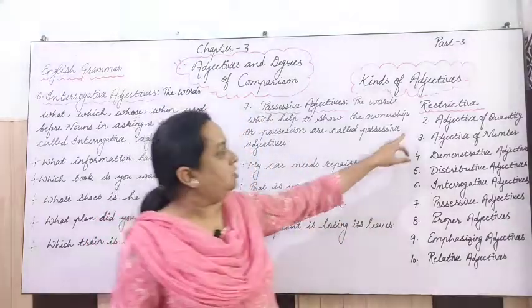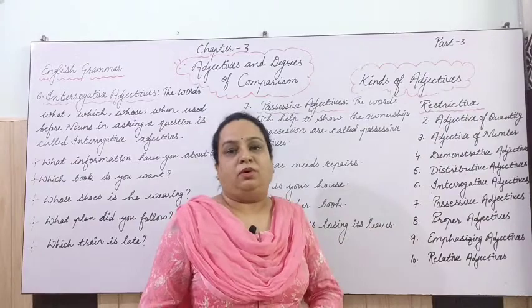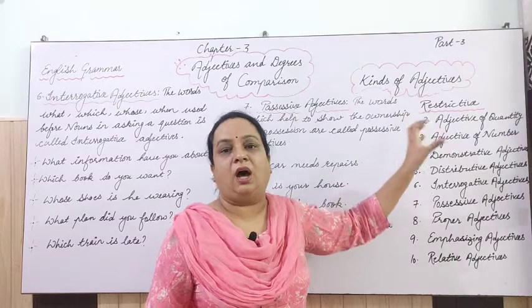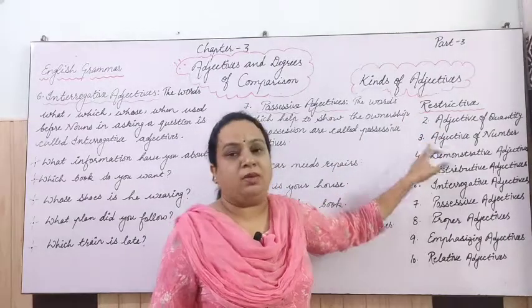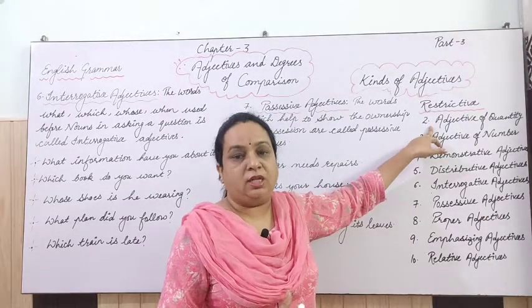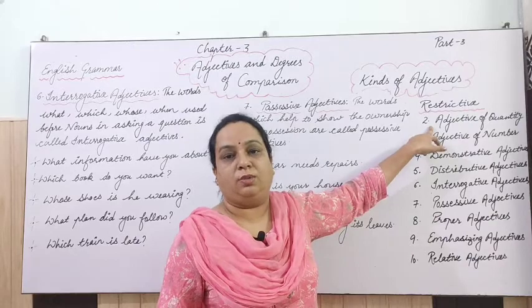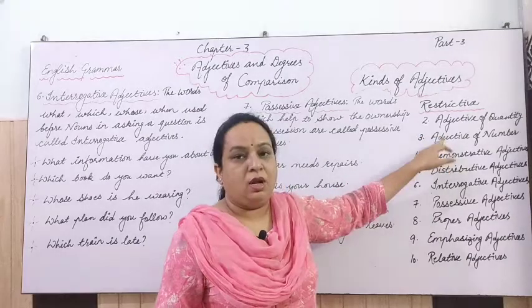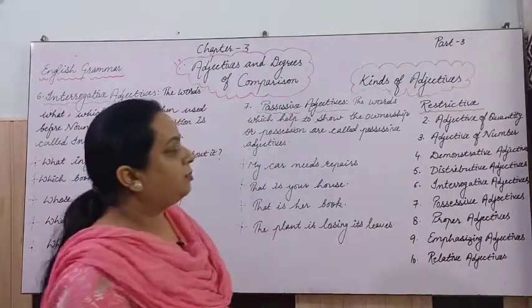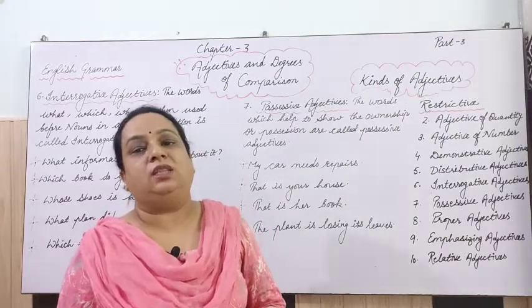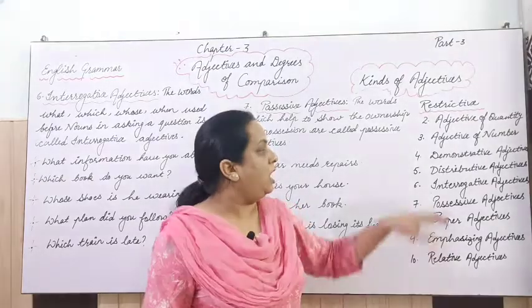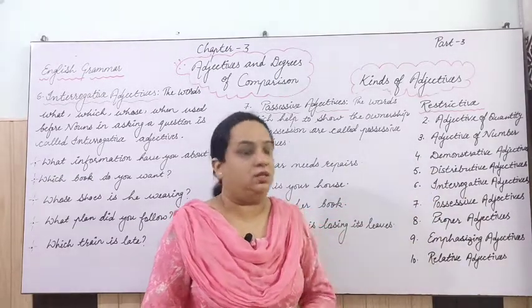After that we did adjective of quantity and adjective of number, where we differentiated that adjective of quantity tells us how much and adjective of number tells us how many. With adjective of quantity we use uncountable nouns, and adjective of number is used with countable nouns. After that we have done demonstrative adjectives and we learned that this, that, these, those, such, same and yonder are in the category of demonstrative adjectives.